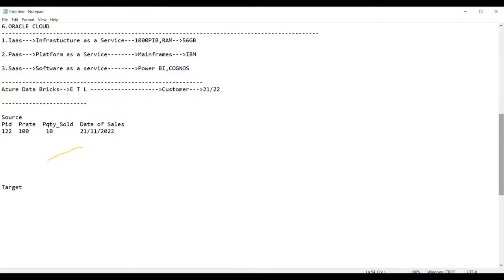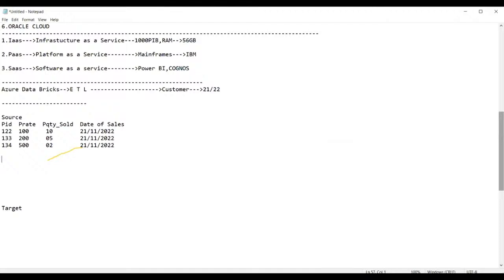Then you have another product ID, and the rate is 200, the quantity sold is 05, and the date of sales is 21/11/2022. And then I have another one, 500 and 02, and again 21/11/2022. Now guys, this is the data we have. The first day, the 21st data, is already recorded. Do we have the 22nd data? No, we will write the 22nd data.